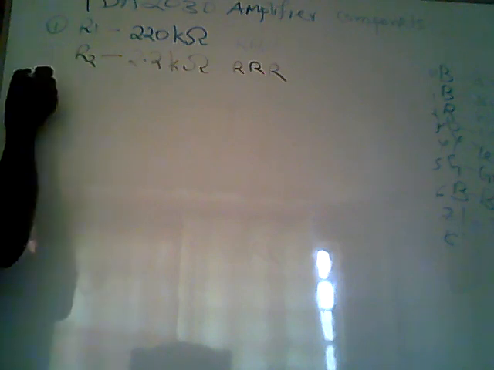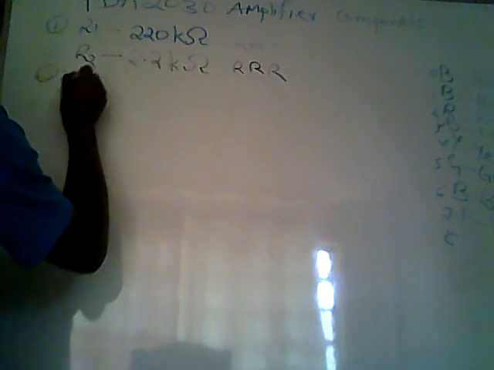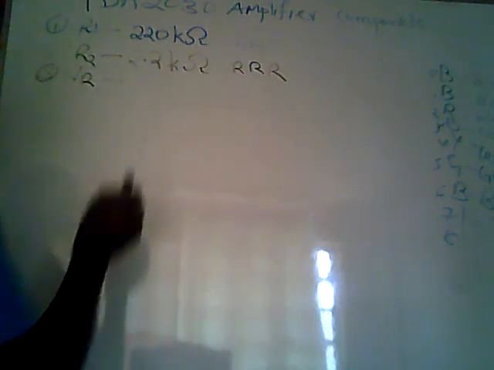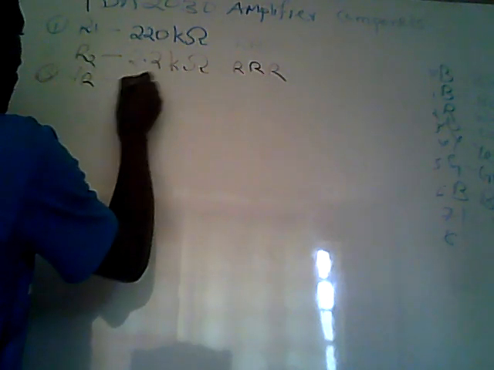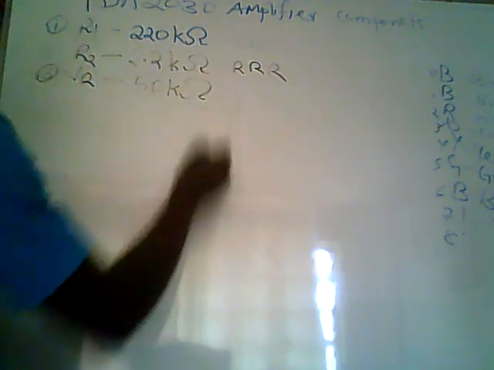Then number 3, what we need is VR, variable resistor. That one will be used for volume, which is 50 kilo ohm. That will be volume.